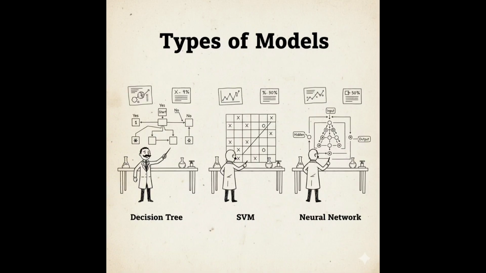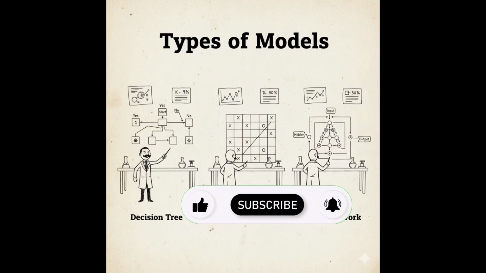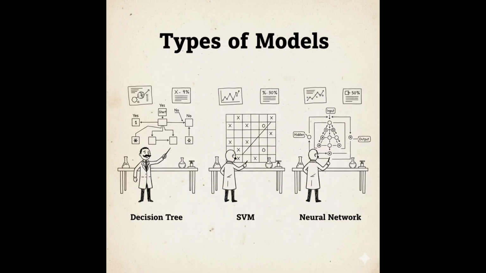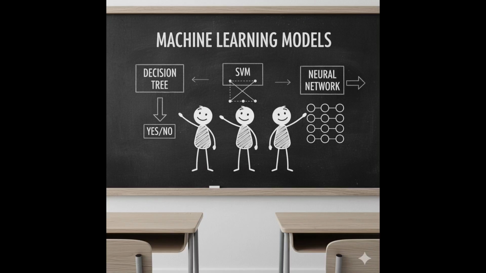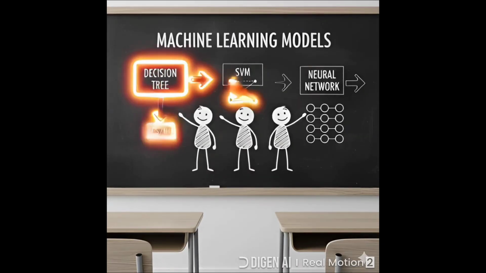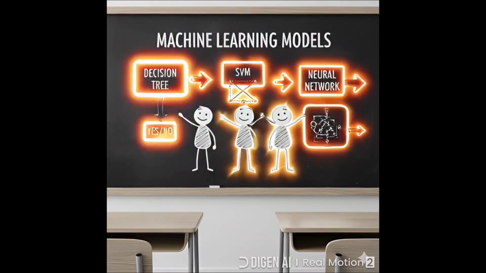Here are three models: decision tree, SVM, neural network, and there are a lot of different models in real life that you can see and you can learn. Decision trees are simple, like a flowchart. SVM draws boundaries between classes. Neural networks are powerful, great for images and complex data.